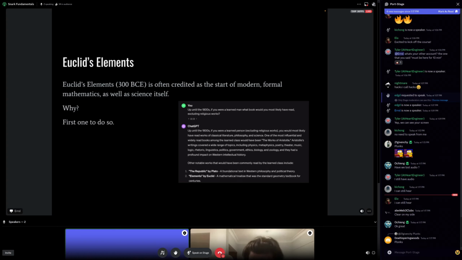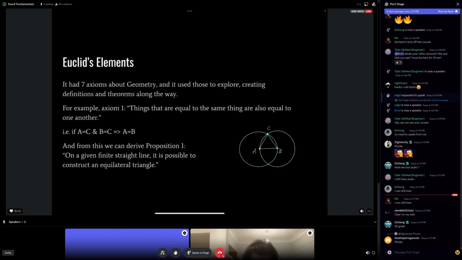So we're going to look at a single example from there. This book is actually not mathematics in general, it was geometry only. And it had 7 axioms. One example of those is that things that are equal to the same thing are also equal to each other. So there's several words there, but it's actually fairly straightforward.